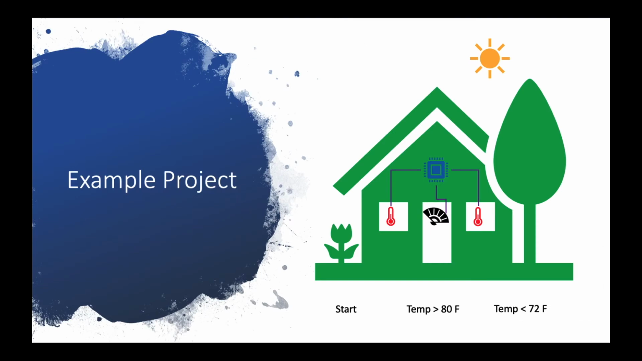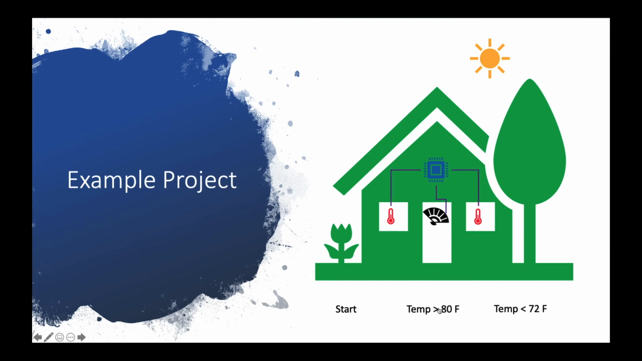Now, let's look at an example project, and let's see what steps we need to implement this project and how we achieve the task, right? So let's say it is a sunny day and the temperature is rising. Our objective here is to monitor the temperature of your house with the help of this Arduino board and the sensor, of course. And once the temperature goes above 80 degrees Celsius, you want to turn on the fan automatically, without any human intervention. And if the temperature falls below 72 degrees, then all you need to do is turn off the fan, right?